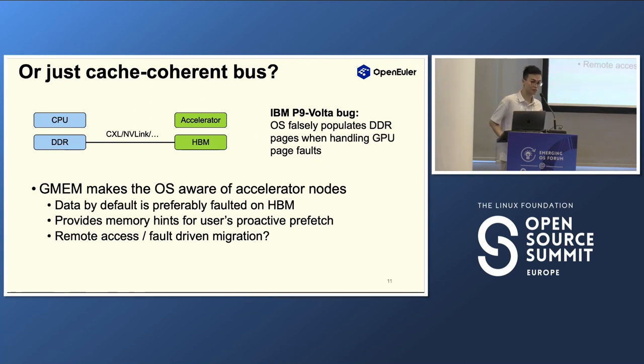And GMEM would act differently, because it makes the operating system aware of the accelerator nodes. So your NUMA nodes are not the same. It's not like all DDR and all GPU nodes are the same. So data by default will be preferably faulted on the GPU node, and it will provide memory hints so that users can proactively prefetch their data. And lastly, GMEM will allow the user to decide between remote access or fault-driven migration.